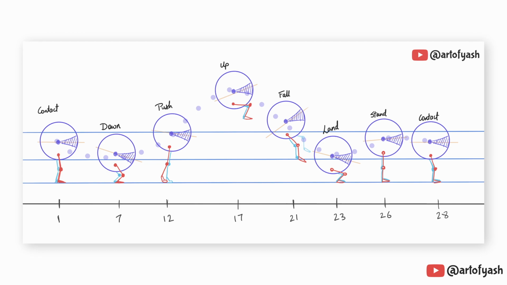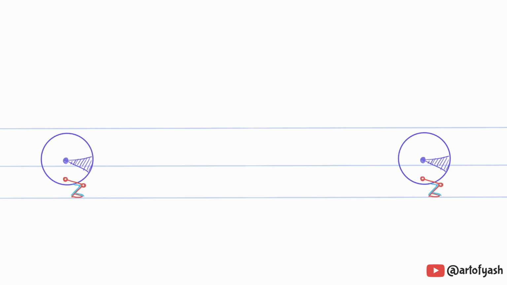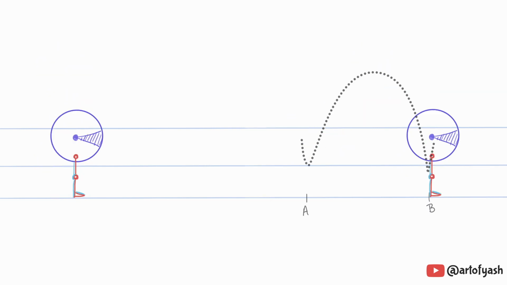So in our jump cycle, we have the following poses. We have contact, down, push, up, fall, land, stand, and contact again. I'll be showing you 2 variations of this cycle. First, one where the character will be jumping in the same place. Second, where the character will be jumping from point A to point B.